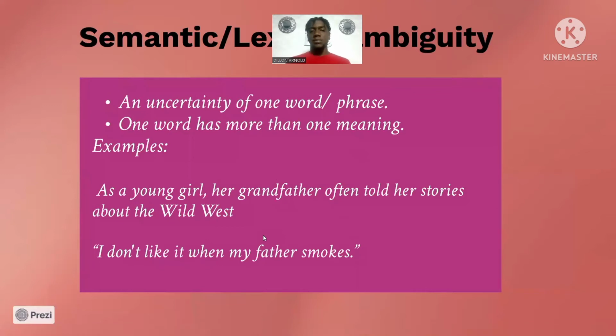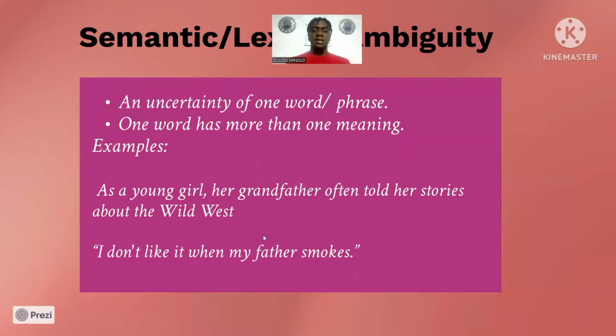Now, for the different examples of this meaning. As a young girl, her grandfather often told her stories about the Wild West. Many may read and understand this statement as exactly what they're reading, which is, as a young girl, her grandfather often told her stories about the Wild West, while others may get that her grandfather was never a young girl. So there are two different meanings to this just based on the word or phrase being used.